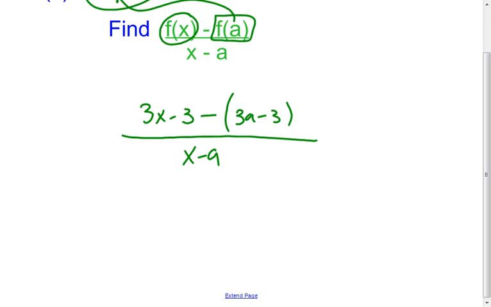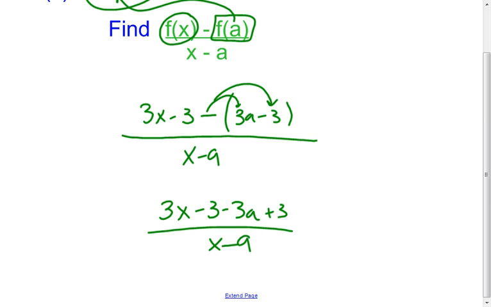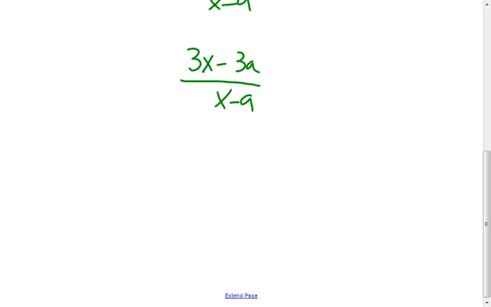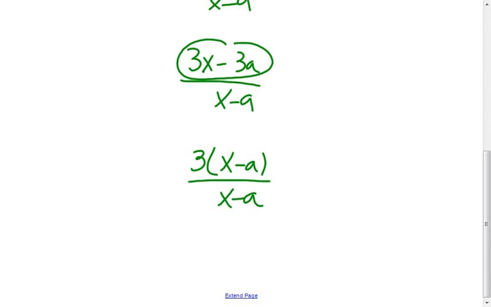Okay? So if I subtract this whole quantity, that means I distribute the negative through, and I have 3x minus 3 minus 3a, and then a negative times a negative becomes plus 3. Okay, if I combine my like terms on the top, that and that cancel each other out, and then I have this. And you might not be able to picture this on the top, but what you can do is factor a 3 out of here, and then I have x minus a on the top. And then, of course, my x minus a's cancel, and I get 3. Okay? So, now I'm done.